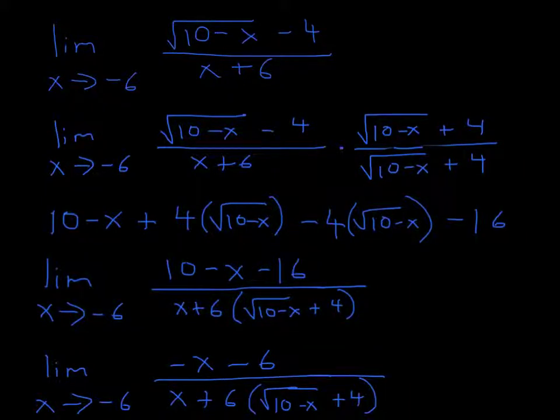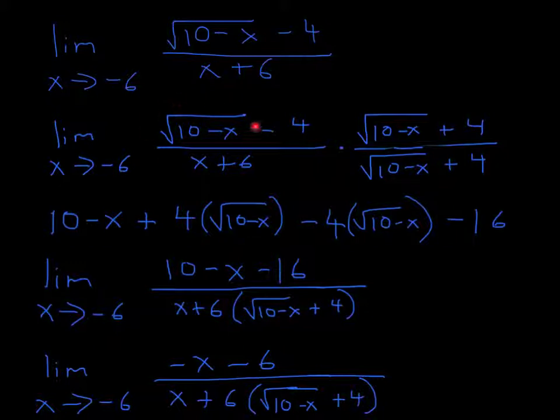Okay, so in this problem, the limit as x approaches -6 of the square root of 10 minus x, minus 4, over x plus 6. So the first thing you want to do when you have a limit problem is just plug in and see if it works. So we plug in -6 here, so it's minus -6, so it becomes plus 6. So it's 10 plus 6, 16. Square root of 16 is 4, so 4 minus 4 is 0. And then on the bottom, -6 plus 6 is 0. So it's 0 over 0, so it's in a form that is not acceptable. So then we continue.